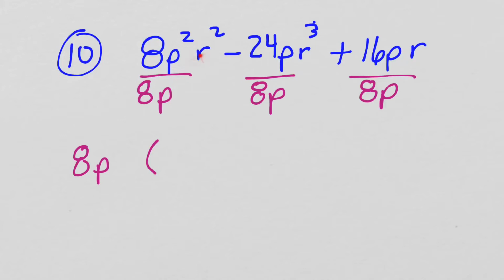Then I'm going to look at my R squared, R cubed, R. They all have an R. So I'm going to do R, R, R, and R in my answer. Now I'm going to simplify. 8 goes into 8 one time.